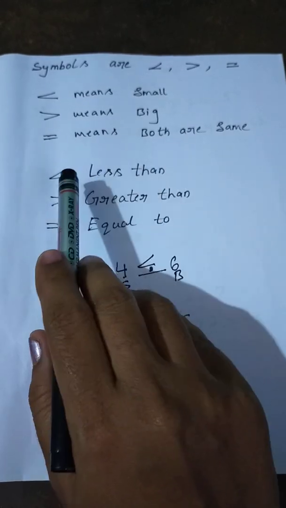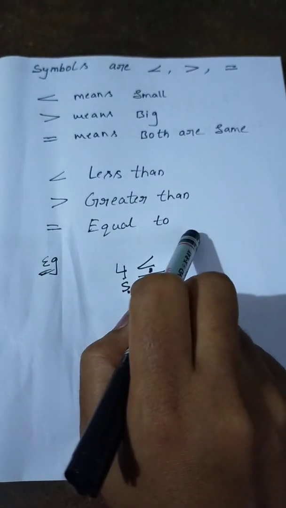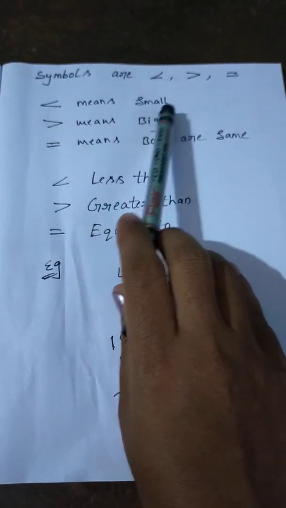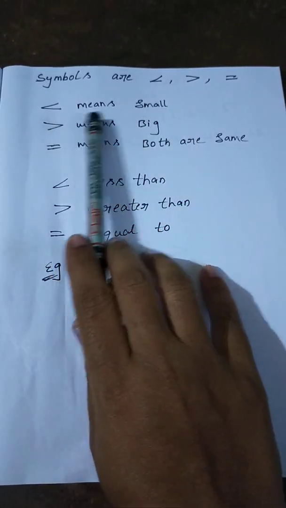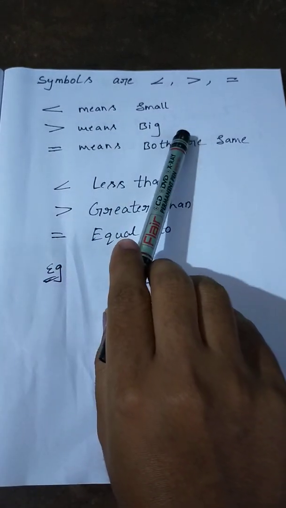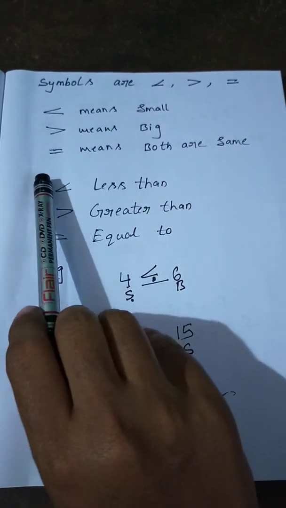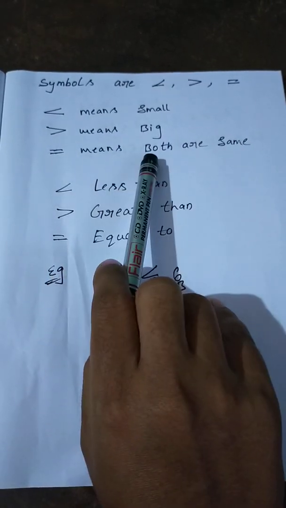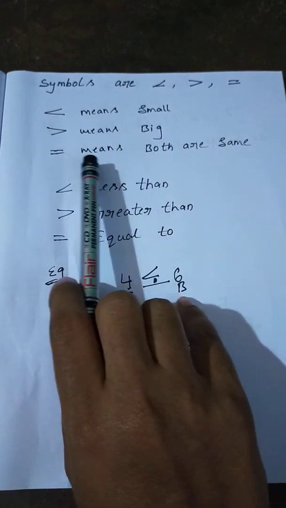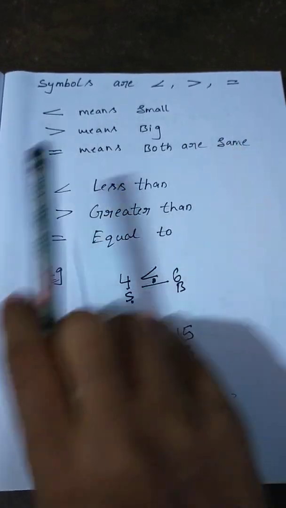Once again, repeat it. Less than. Greater than. Equal to. Less than means the smaller numbers. Greater than means the bigger numbers. It indicates only the bigger numbers. And equal to means both are the same. Okay.